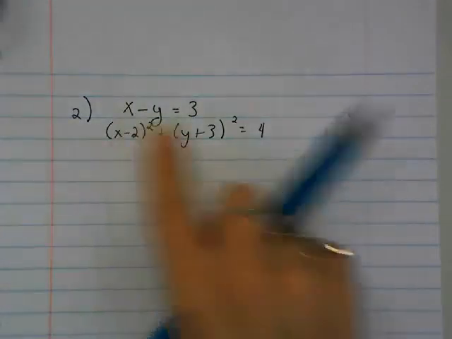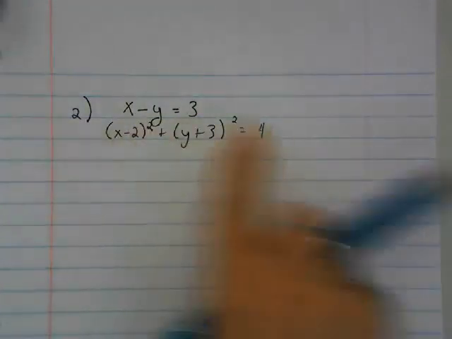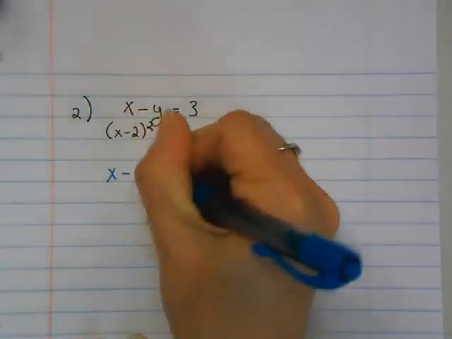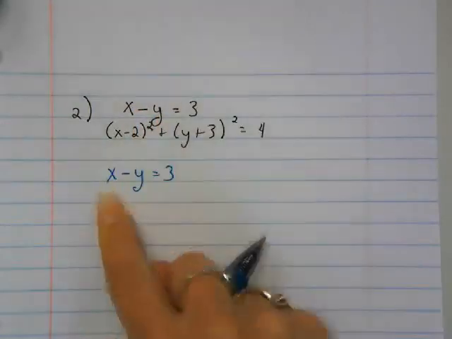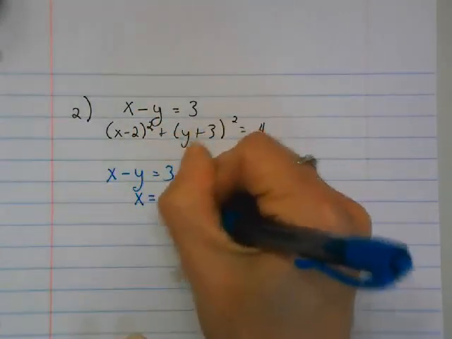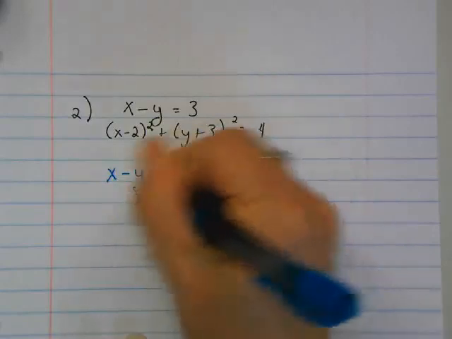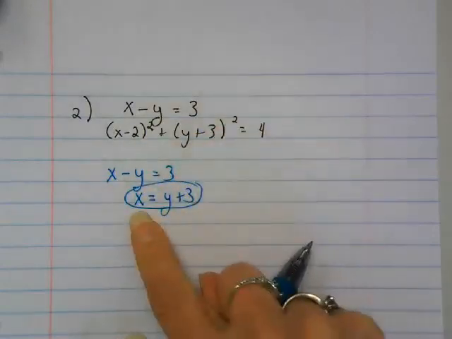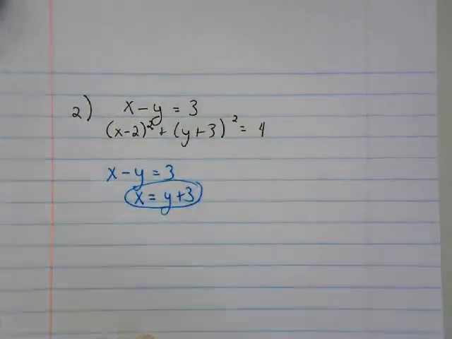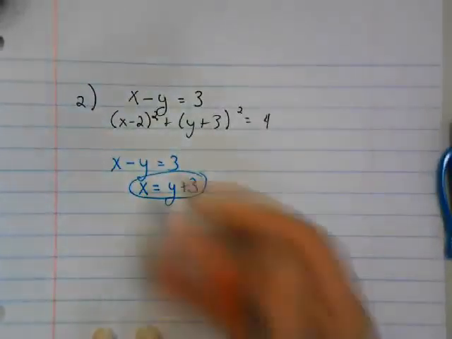So let's go ahead and decide, alright, this thing is a hot mess, so let's deal with just the linear equation. And I either need to isolate x or y. And do you agree that x is the easiest one to isolate? So x is equal to y plus 3. I need to take that and substitute it in to this mess. Alright, and this is going to be a little bit tricky.